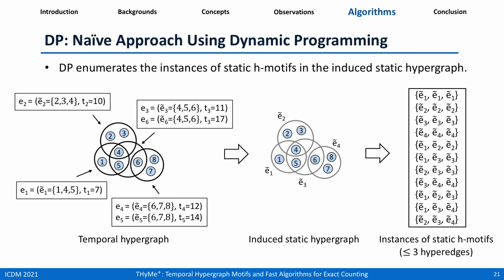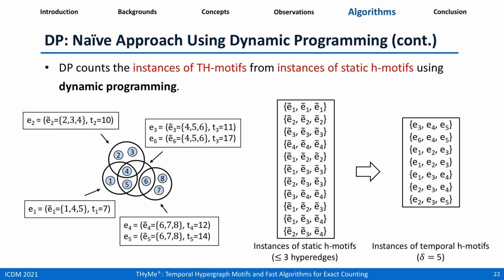For our naive baseline, we consider a dynamic programming approach. In this method, it reduces the temporal hypergraph to the induced static hypergraph by removing the timestamps and duplicated temporal hyperedges. Then, from the induced static hypergraph, it enumerates all the instances of static H-motifs. From the instances of static H-motifs, it counts the instances of TH-motifs based on the orders of the temporal hyperedges that induce them. Here, it uses dynamic programming to efficiently count the instances.